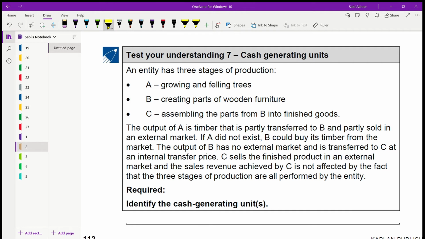Output of A is timber, partly transferred to B and partly sold in an external market. If A did not exist, B could buy timber from the market. The output of B has no external market and is transferred to C at an internal transfer price. C sells the finished product in an external market. And the sales revenue achieved by C is not affected by the fact that the 3 stages of production are all performed by the entity.